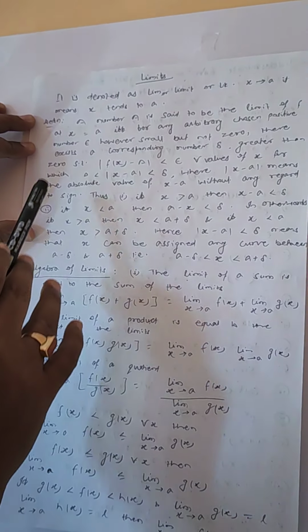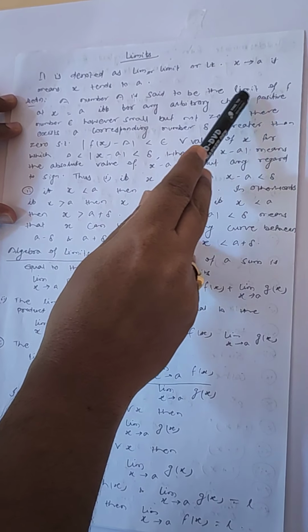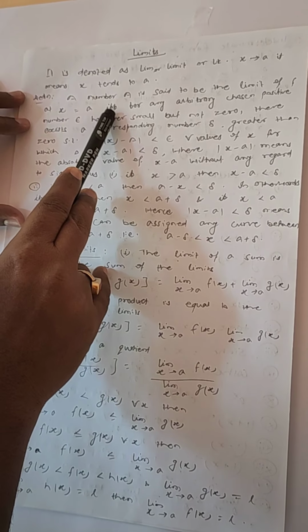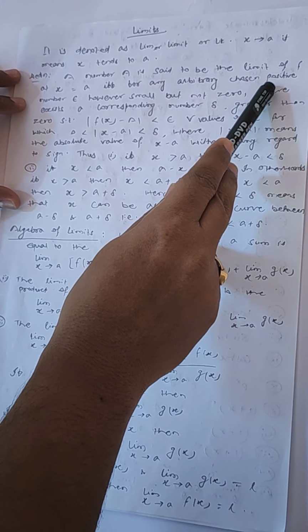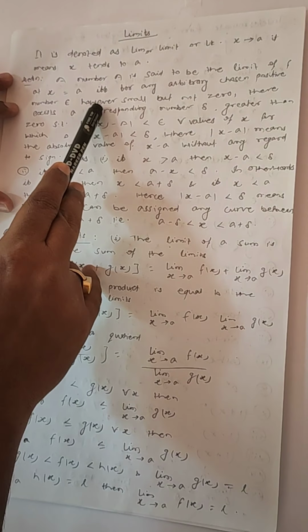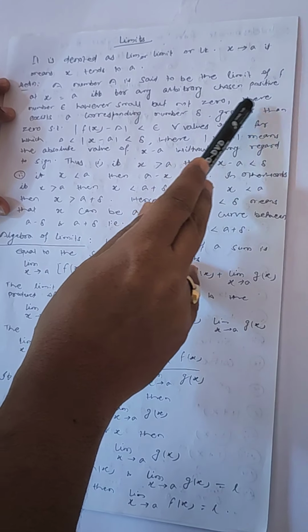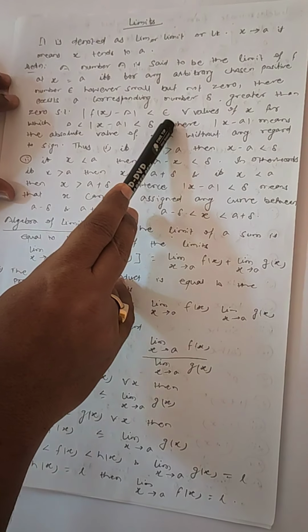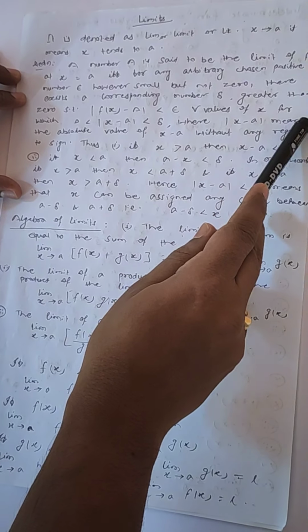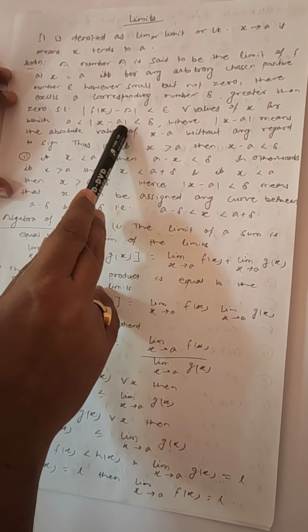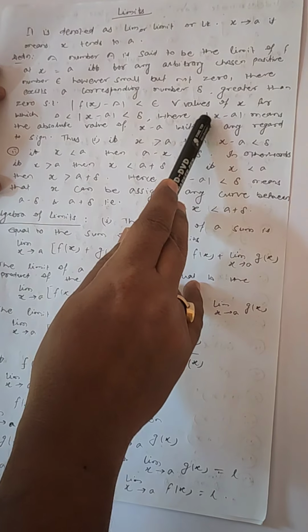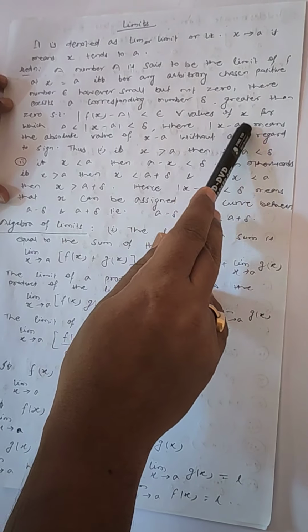इसको हम लोग डिफाइन कर रहे हैं, a number a is said to be the limit of any function f at point x equal to a if and only if for any arbitrary chosen positive number epsilon, however small but not 0, there exists a corresponding number delta greater than 0 such that mod of f of x minus a less than epsilon for all values of x. For this, x minus a mod is greater than 0 and less than delta, where mod of x minus a means absolute value of x minus a.